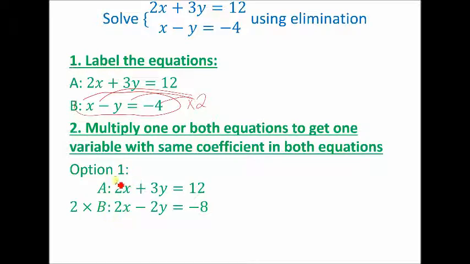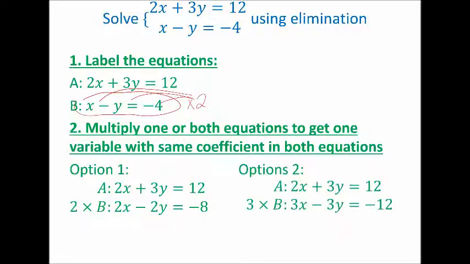Okay, so that's if I made the x the same. Of course, I also have the option of making the y the same. So I could have done 3 times equation B. So instead of multiplying by 2, I would have done that whole thing times 3. So I end up with 3x minus 3y equals minus 12. I can proceed with either of these options. I will do option 1 just because it is a little bit trickier, but you can proceed with either option. But what's important is that you have the ability to essentially cancel one of the variables. Okay, so we're going to work with option 1, but you can choose option 2 as well.